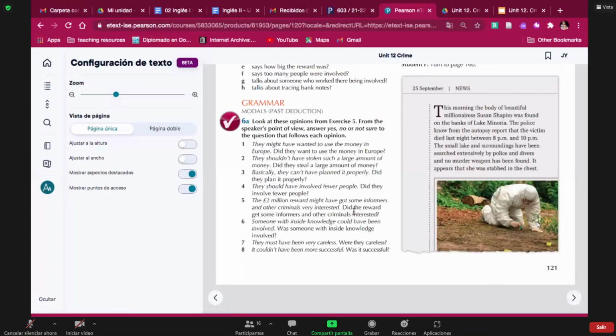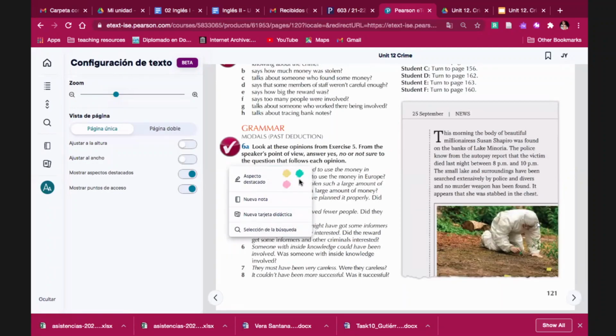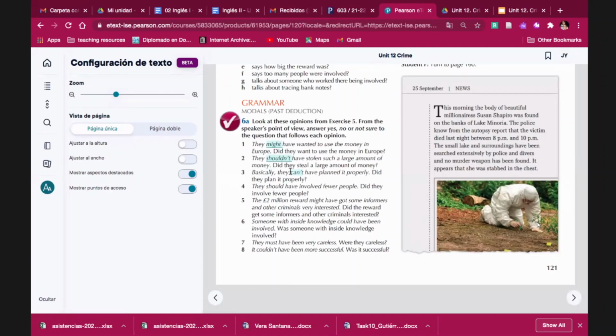Okay? Pero noten, como en estas oraciones que hemos estado trabajando, what we have is models of past deduction as we said before. Entonces tienen might have wanted, you have shouldn't have stolen. Okay, so these are the modals we could use. You have can't have planned. Okay, you should have, you have might have got, okay, and you have could have been, okay, but these are the modals, okay, luego lo que sigue después del modal es otra cosa, y luego tienen aquí must have been, and then you have couldn't have been, okay, so these are the modals you could use to express past deduction.